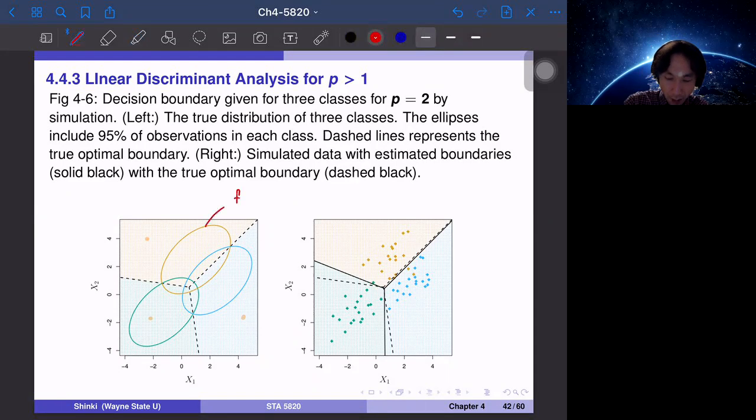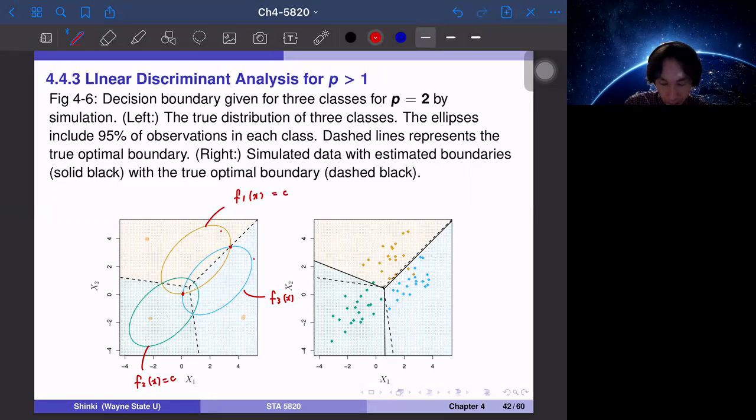So this is the contour plot of f1 of x, maybe f1 of x is equal to some c. And this is the contour plot of f2 of x. And this is the contour plot of f3 of x. We don't really need a contour plot, but at least we can see that at this point and this point, the probabilities are the same for class 1 and class 3.